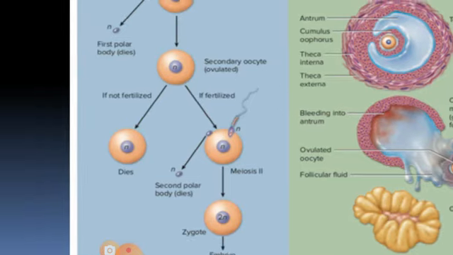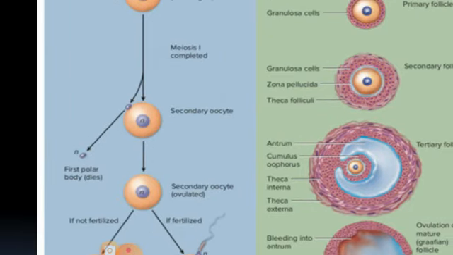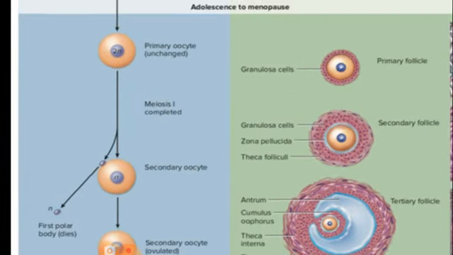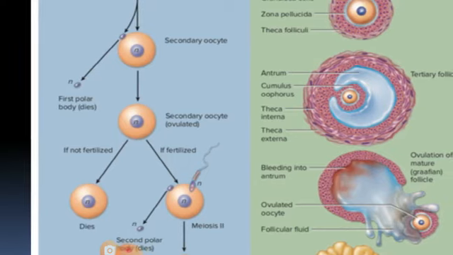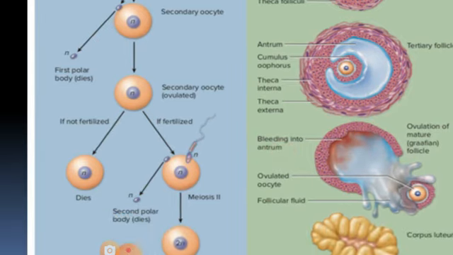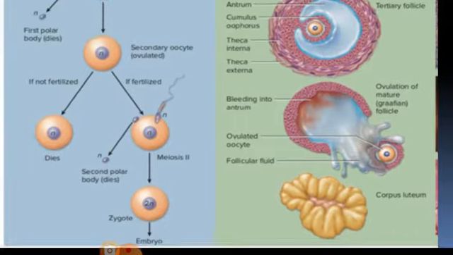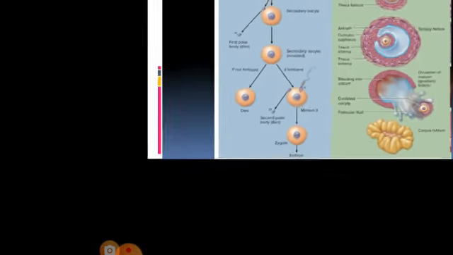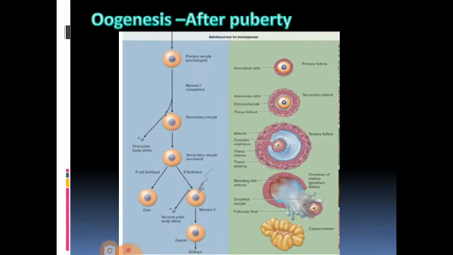You see the antrum, the structure, let me maximize. I showed you earlier in the picture, this is the antrum, this cavity, and the fluid which fills it is the liquor. This is the ovulation process. Before ovulation, meiosis 1 will be completed. After ovulation, what happens? Corpus luteum and corpus albicans will be formed.